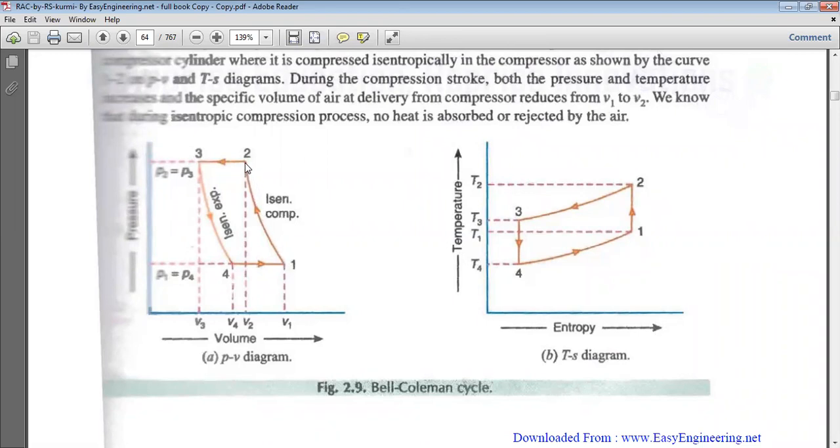P2 is called the discharge pressure, that is, the output of the compressor is called discharge. P1 is called suction pressure and P2 is called discharge pressure. From suction pressure to discharge pressure, we are compressing it reversibly adiabatically, keeping entropy constant. That is represented by the process 1-2. During the isentropic or adiabatic compression, there should not be any heat transfer between the system and the surroundings. Therefore, Q12 is 0. That is represented by the process 1-2, a vertical straight line in a TS diagram.